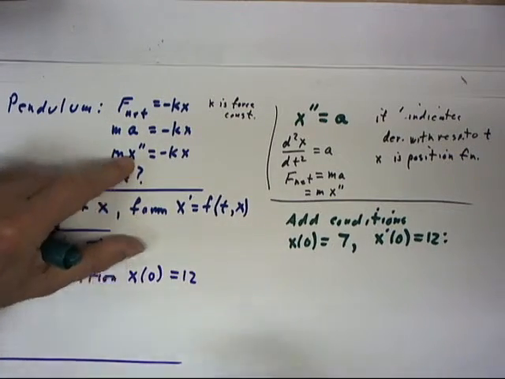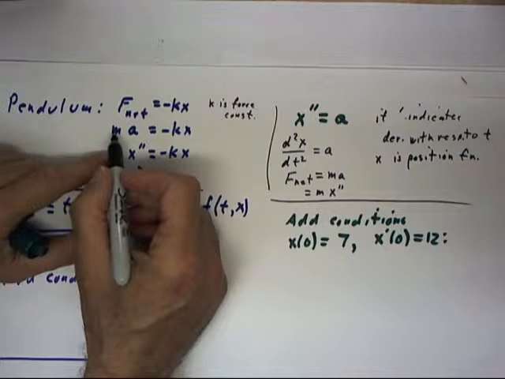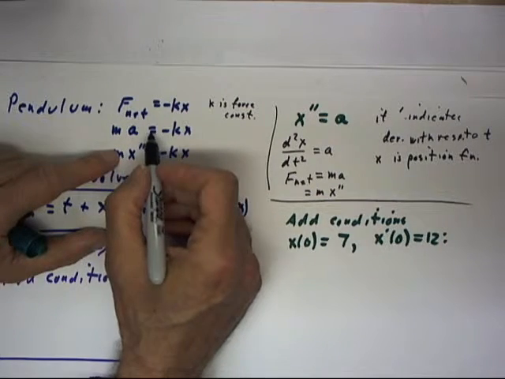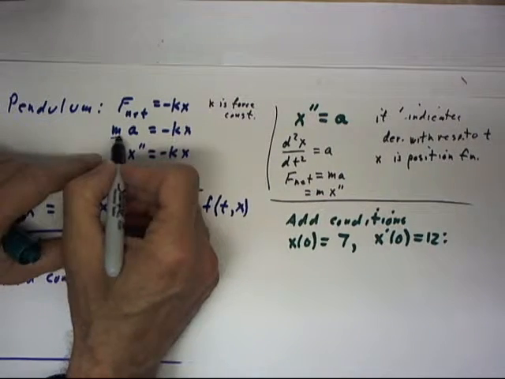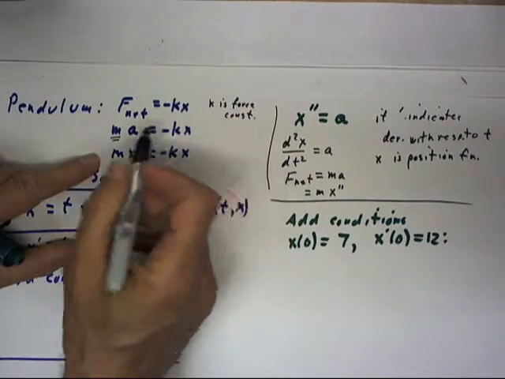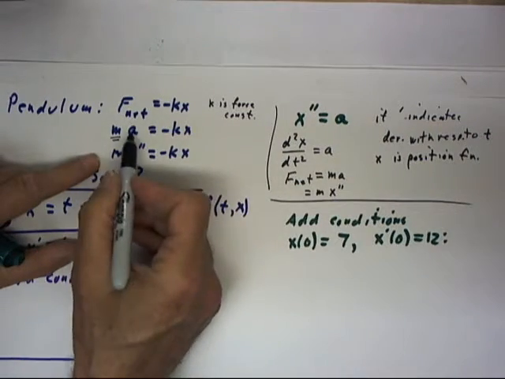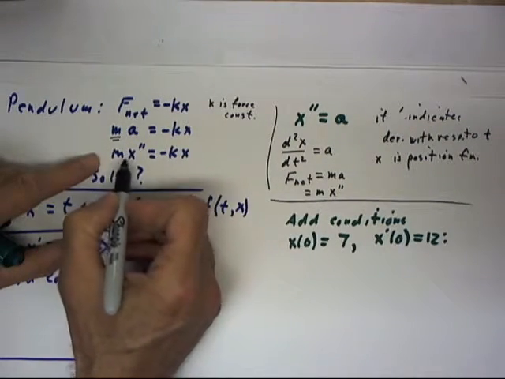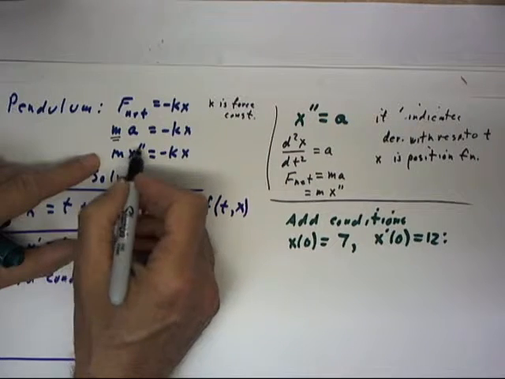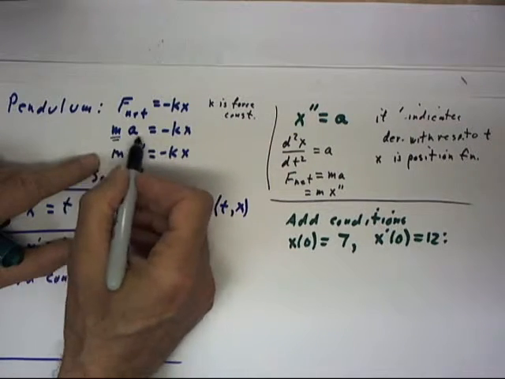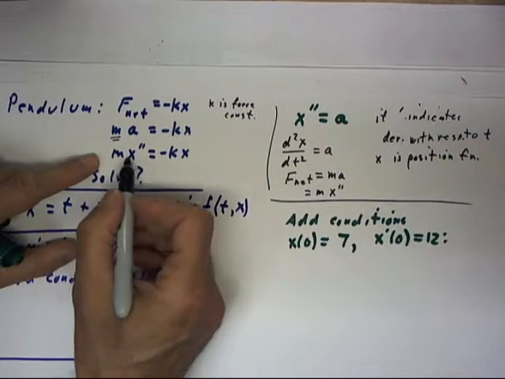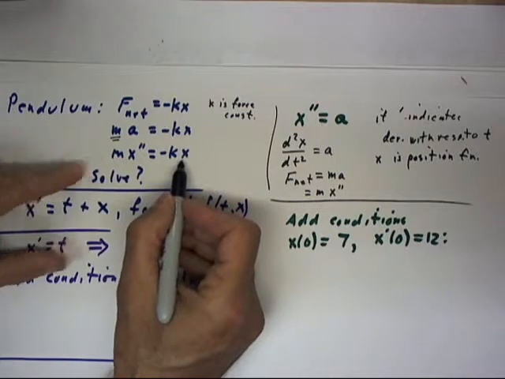This leads us then to the equation mass times acceleration is equal to negative kx, where m is the mass of the pendulum. And from what we've seen here, the acceleration is the second derivative with respect to clock time of the position function, so that our equation becomes mx double prime equals negative kx.